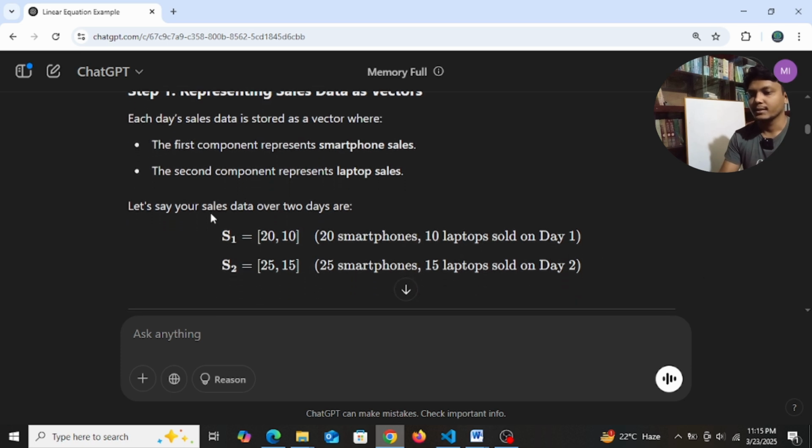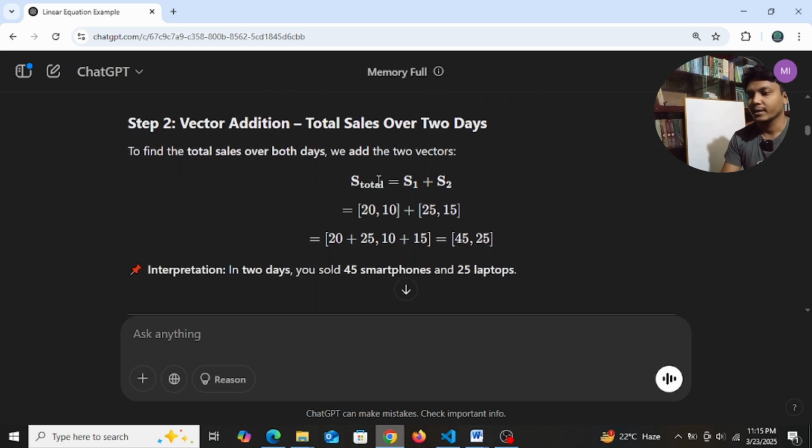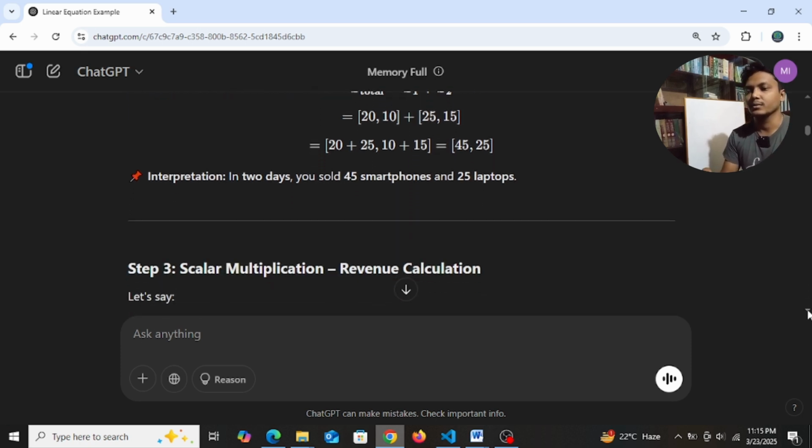Let's say your sales data over 2 days are S1 equals (20, 10), that means 20 smartphones and 10 laptops sold on day 1, and S2 equals (25, 15), 25 smartphones and 15 laptops sold on day 2. So these are the two vectors. If you add them, vector addition, S total equals S1 plus S2, that is (20 plus 25, 10 plus 15). 20 and 25 are added together because these are the data for smartphones. So 20 plus 25 equals 45, and 10 plus 15 equals 25 laptops. That's how we get the data for the two days.